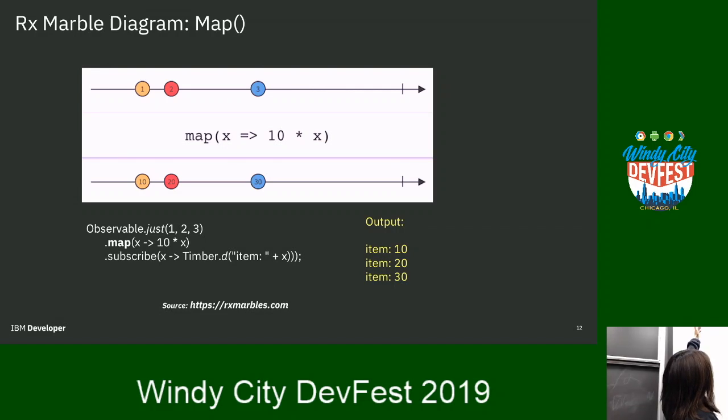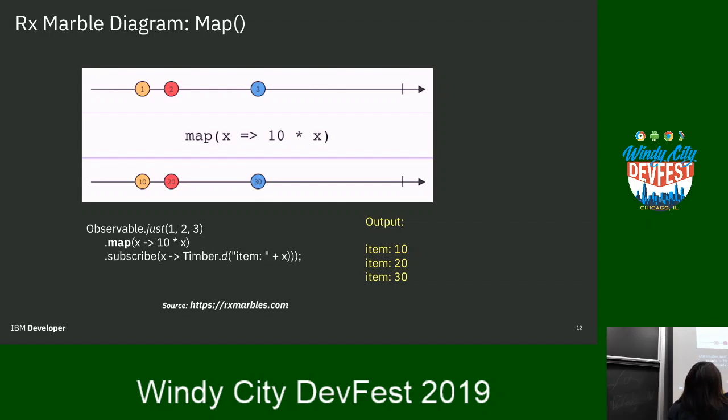It takes in whatever is in your input stream, and in your map you're telling it what to do. This example takes whatever comes in, that's the variable x, and transforms it, multiplying all the values by 10. So in the next timeline, 1 becomes 10, 2 becomes 20, and 3 is 30 in this case.